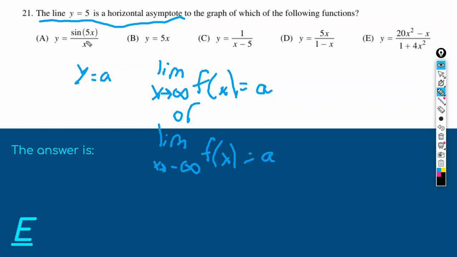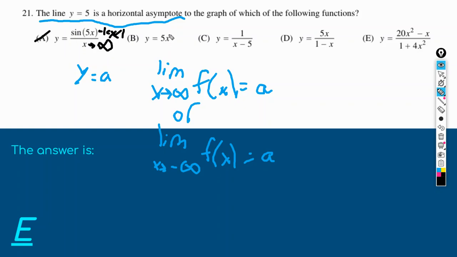Sine of 5x over x. So as x goes to infinity, the denominator will go to infinity, and sine will always be between negative 1 and 1. So we're not going past 1 or negative 1, and x is just going to keep growing. So this is going to approach 0. The denominator is going quicker than the numerator, therefore it's going to go to 0.